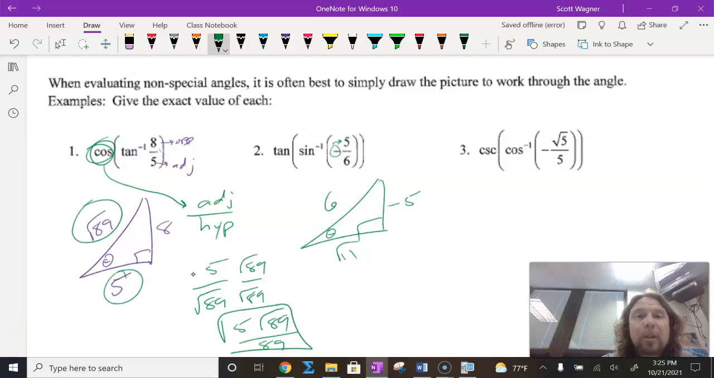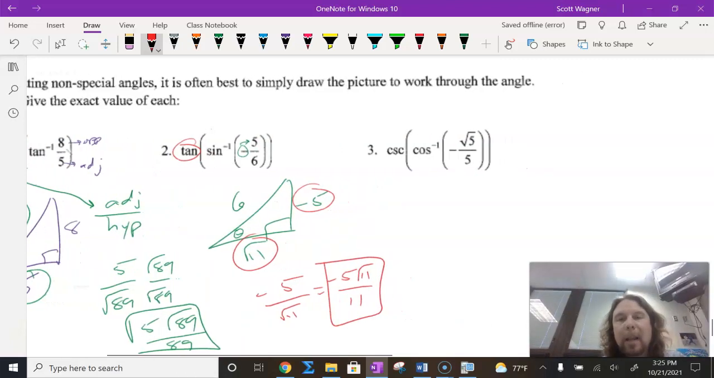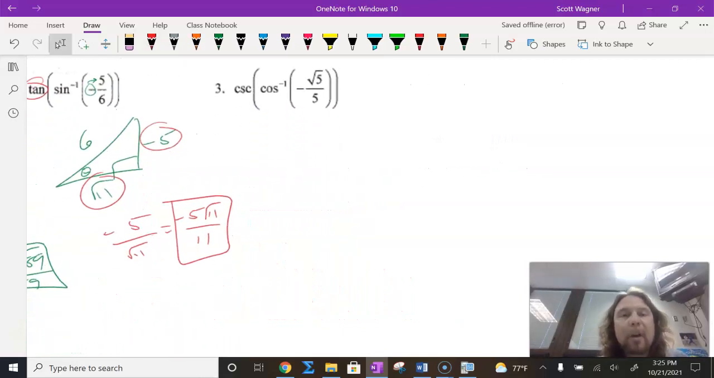And if you want the tangent, it's got to be the opposite over adjacent, so the tangent's got to be negative 5 over root 11. If you rationalize this, you'll get negative 5 root 11 over 11, like so. And the last one, the cosecant of the inverse cosine of negative root 5 over 5. Again, make that negative go up top to the numerator.